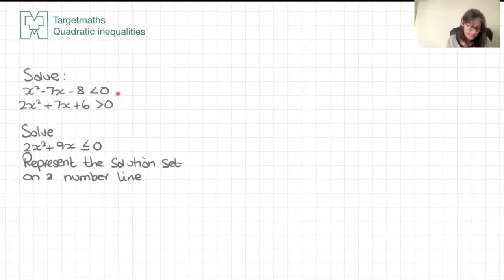We're going to do this as a less than, this as a greater than, and this one, which is slightly different, is going to be represented on a number line. The first one, x squared minus 7x minus 8 being less than 0. The first thing to do is to not panic about the sign. In fact, we're going to completely ignore it and we're going to act like it's a normal factorizing question.